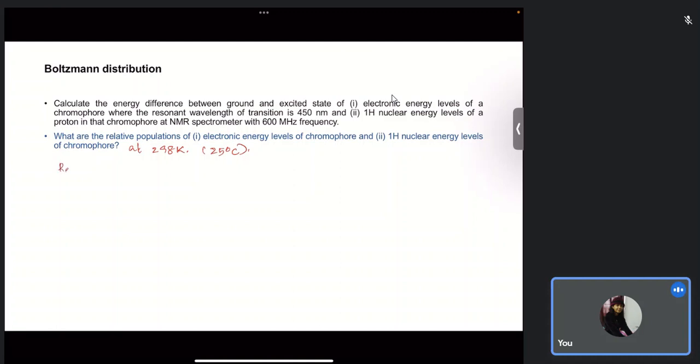The relative population is given by N by N0 equal to e raised to minus delta E by kBT, where kB is Boltzmann's constant, which is equal to 1.38 into 10 to the power minus 23 joules Kelvin inverse.